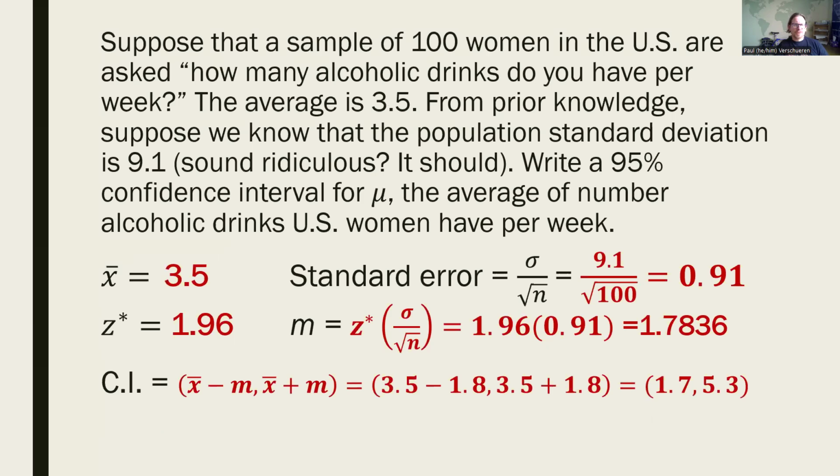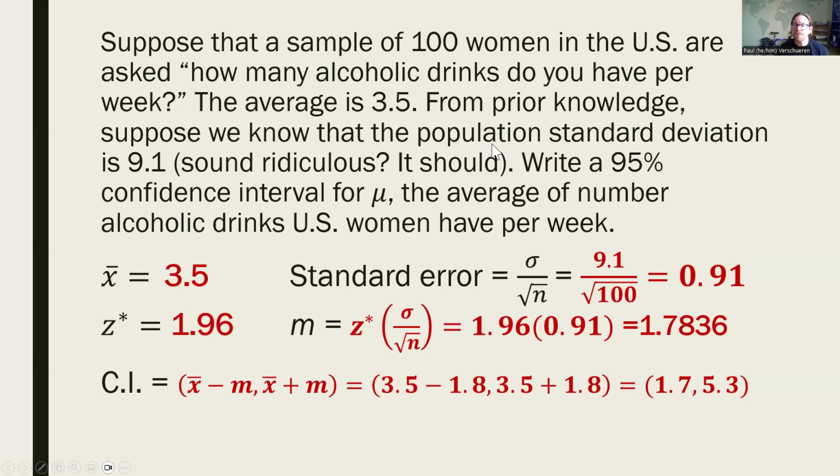So here's an example. Suppose a sample of 100 women in the US are asked, how many alcoholic drinks do you have per week? The average is 3.5. By the way, I would not expect this to distribute normally. I'd expect there are a lot of women that don't really drink, and there's probably a small amount of women that drink a lot. I would not expect the distribution to be normal.